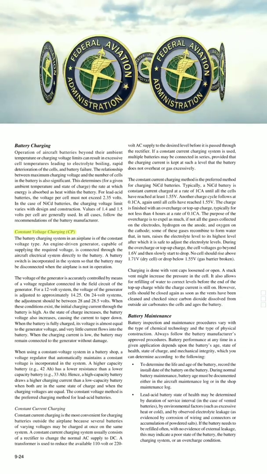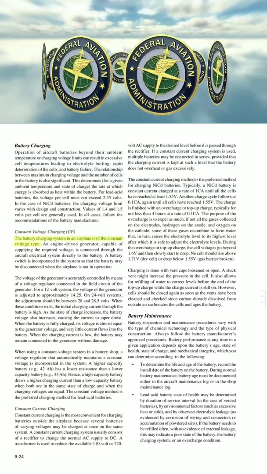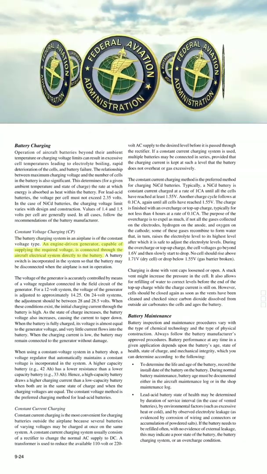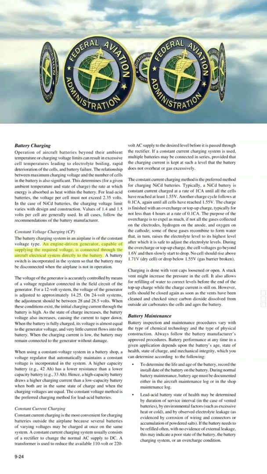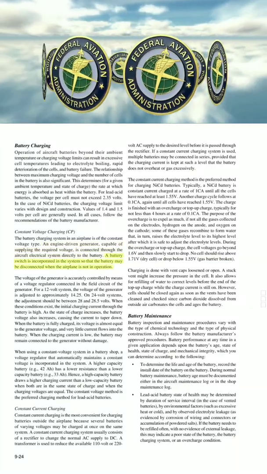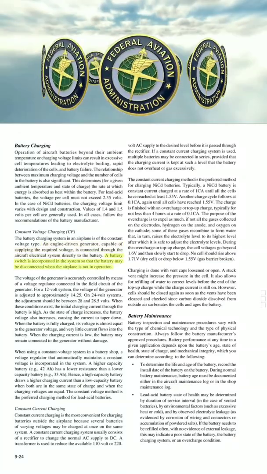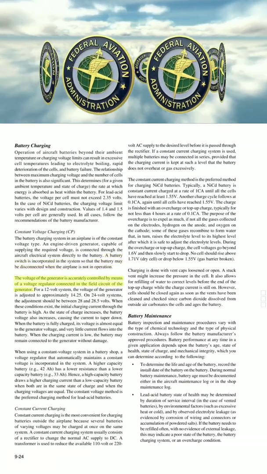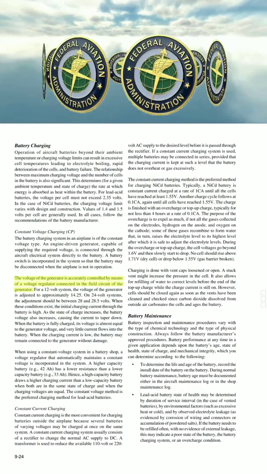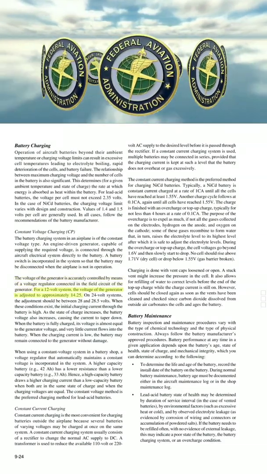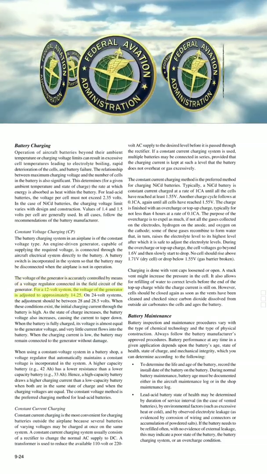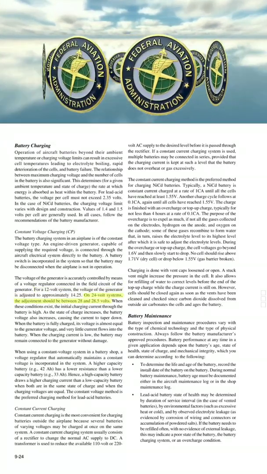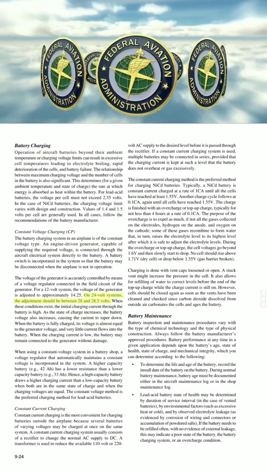Constant voltage charging, CP. The battery charging system in an airplane is of the constant voltage type. An engine-driven generator, capable of supplying the required voltage, is connected through the aircraft electrical system directly to the battery. A battery switch is incorporated in the system so that the battery may be disconnected when the airplane is not in operation. The voltage of the generator is accurately controlled by means of a voltage regulator connected in the field circuit of the generator. For a 12-volt system, the voltage of the generator is adjusted to approximately 14.25. On 24-volt systems, the adjustment should be between 28 and 28.5 volts.